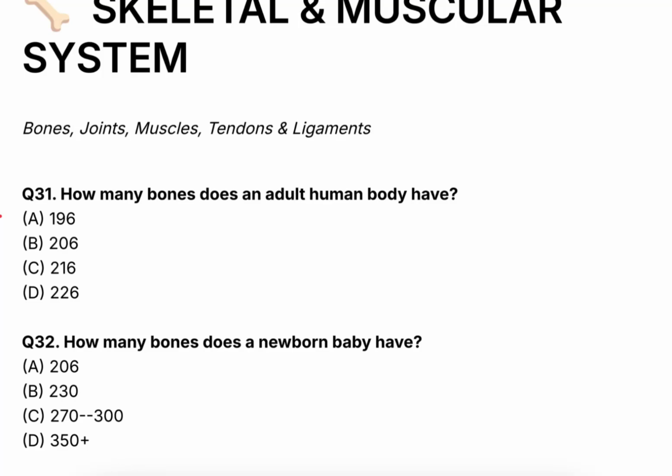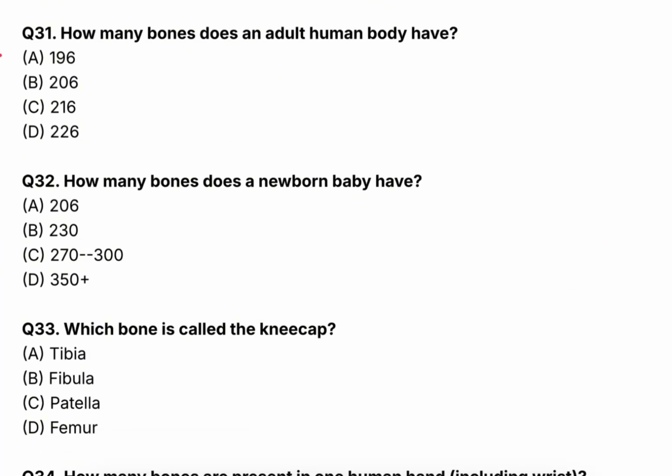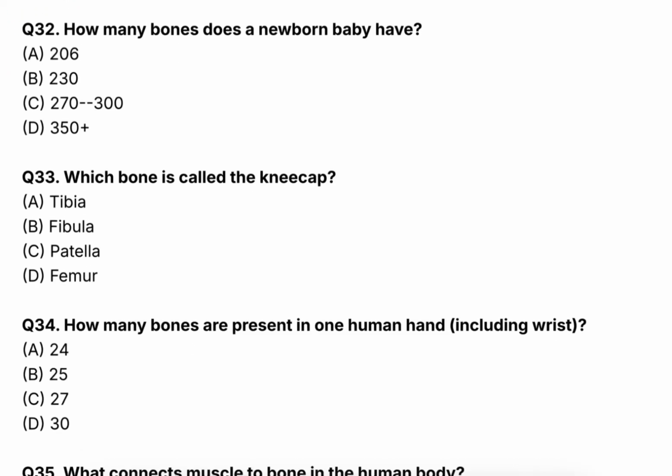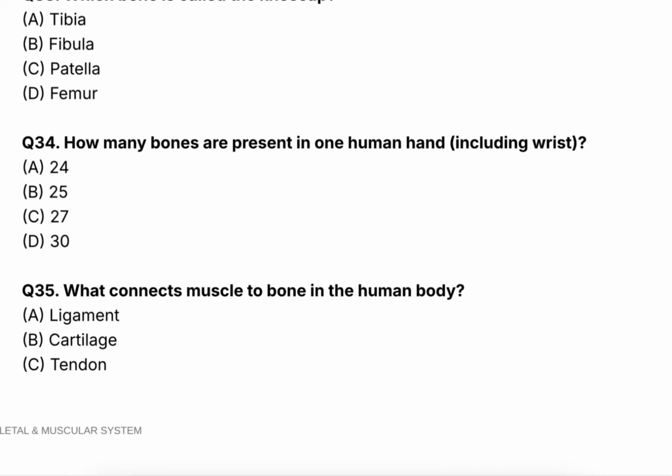Skeleton and muscular system. How many bones does an adult human body have? 206. How many bones does a newborn baby have? 270 to 300. Which bone is called the kneecap? Patella.